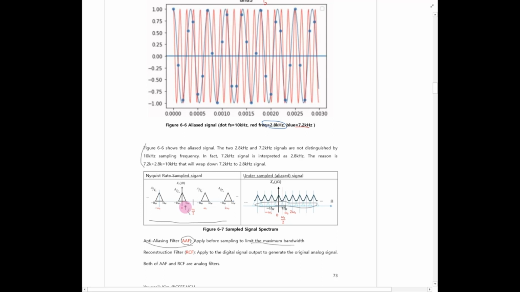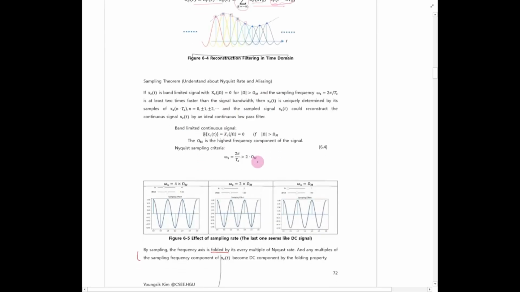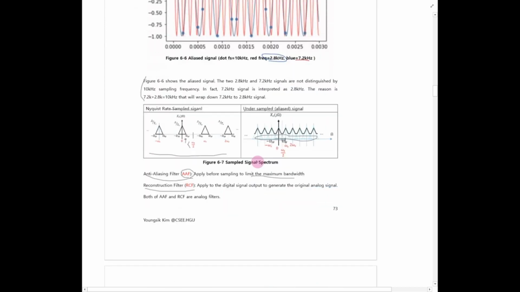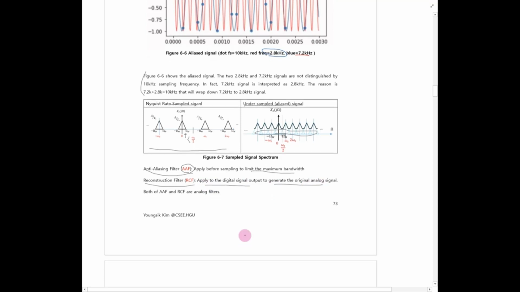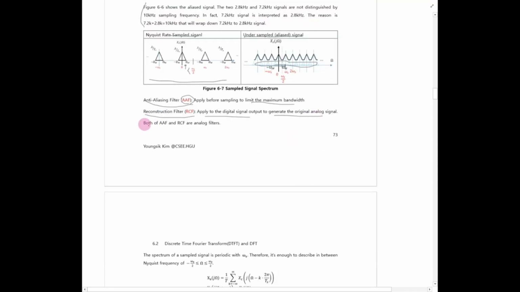And from the discrete signal, we need to reconstruct the continuous signal. In that case, we apply a reconstruction filter. That is the process we talk about here. The sinc function is convolved and summed up. Then we can reconstruct the analog signal. That is called the reconstruction filter. This is applied to the digital signal to generate the original analog, continuous signal. So both the anti-aliasing and reconstruction filters should be implemented by analog filters.